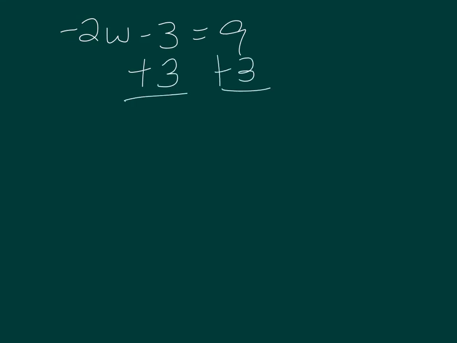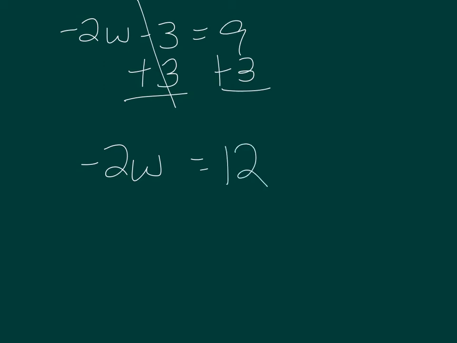Okay, let's try another example. Let's take a negative 2w minus 3 equals 9. Same figures, but we've got some different signs. So our first step is to undo any addition or subtraction. Well, we've got minus 3 here. So we're going to add 3 to both sides. We're left with just a negative 2w. This we know cancels out, equals 12.